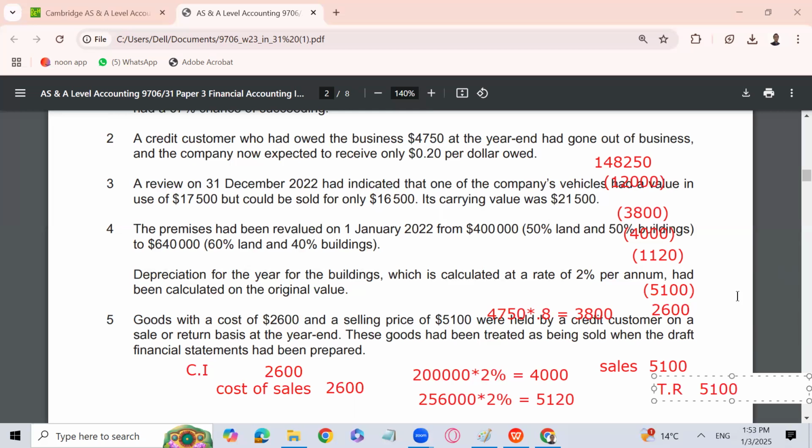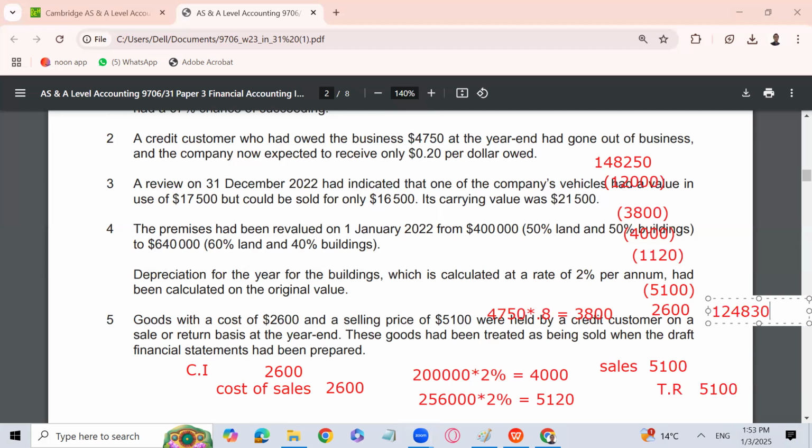So what is the corrected profit now? If you can tell me after the whole calculation. 3,148,250 minus 12,000 minus 3,800 minus 4,000 minus 1,120 minus 5,100 plus 2,600. So what is the corrected profit? That is going to be, yes, that's true. 124,830 is the corrected profit.